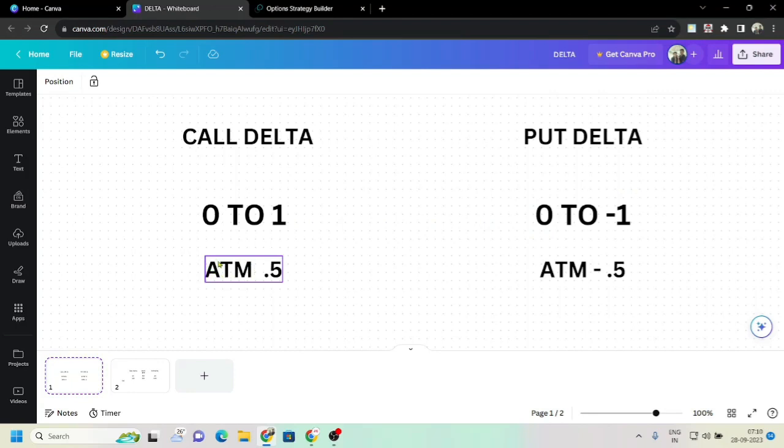ATM call delta is 0.5. The ATM put delta is minus 0.5. Okay, keep it in mind.